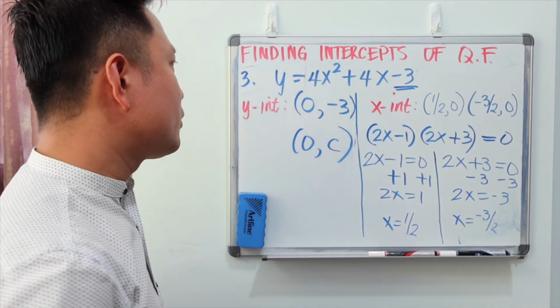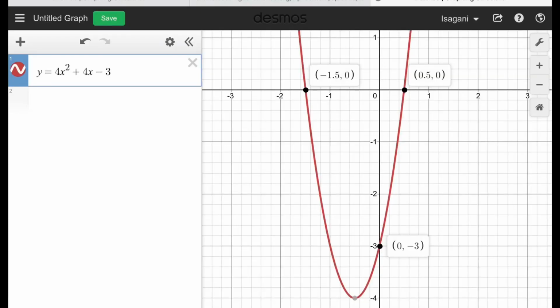Now let's examine the graph of this function y is equal to 4x squared plus 4x minus 3. Again, this is a parabola that's concave upward, intersecting the x-axis at 0.50 and negative 1.50. It will also cross the y-axis at 0, comma, negative 3.